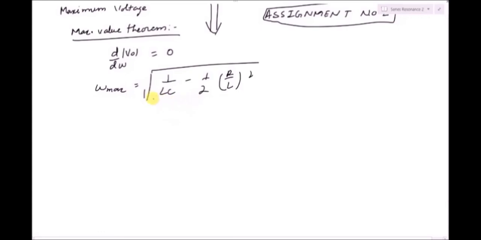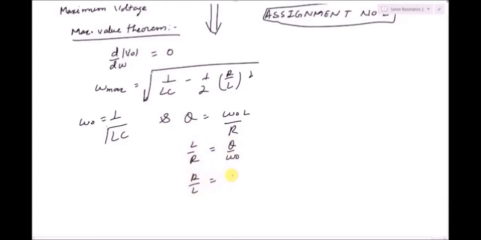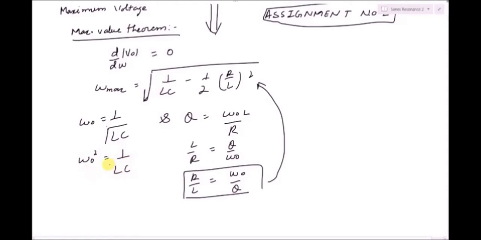Now if you have to find the maximum frequency at which the maximum voltage is occurring in terms of quality factor and resonant frequency, we already know that omega naught is equal to 1 over under root LC, and Q is equal to omega naught L over R. From here I can calculate L over R is equal to Q over omega naught. If I invert this equation, that will be R over L is equal to omega naught over Q, right? And for the second term, it is 1 over LC, so I will take the square of the equation, that will be omega naught square is equal to 1 over LC.